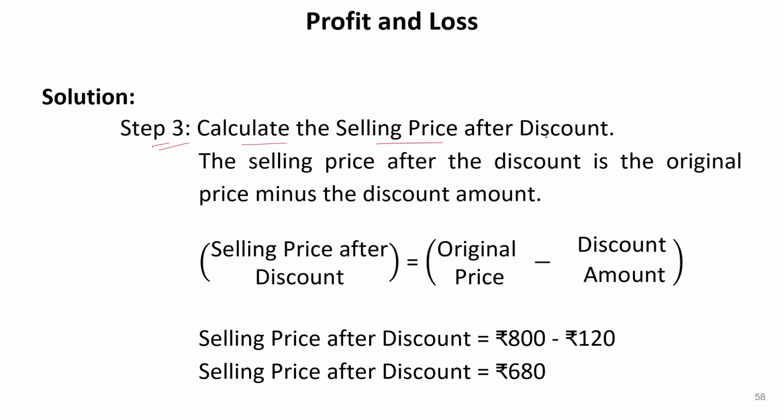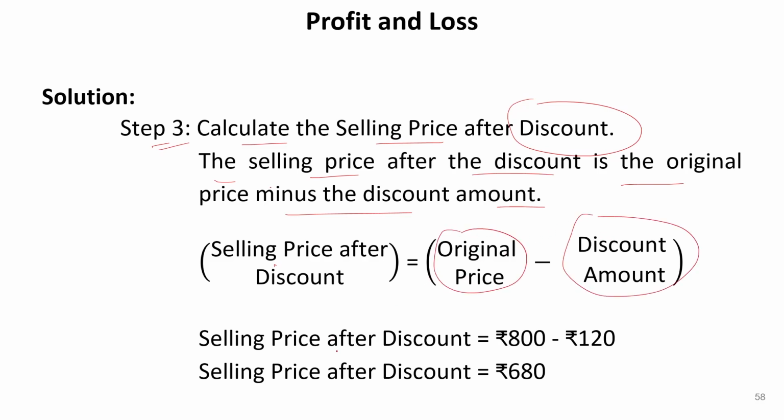So step 3, calculate the selling price after the discount, right? The selling price after the discount is the original price minus the discount amount. So selling price after discount is equal to what? Original price minus discount amount. So selling price after discount is equal to 800 minus 120, which is equal to 680.